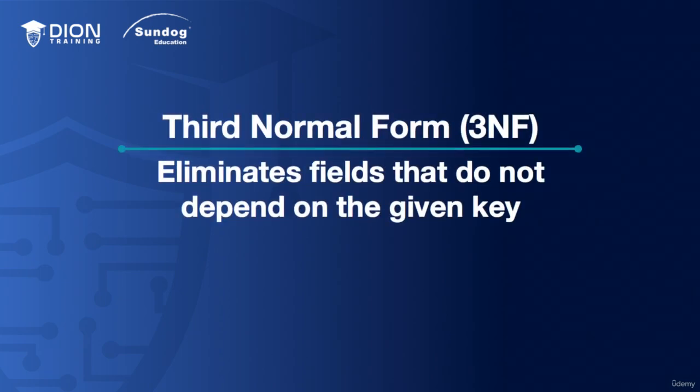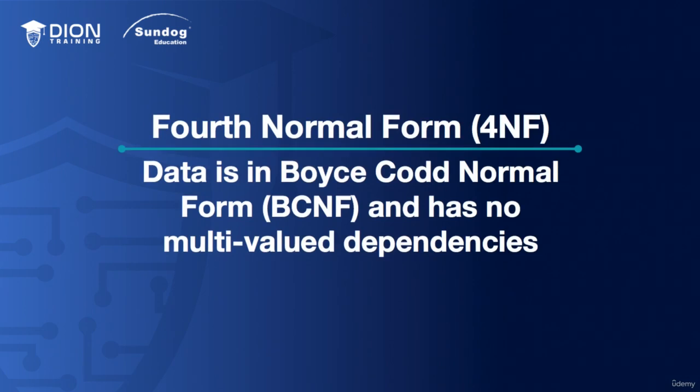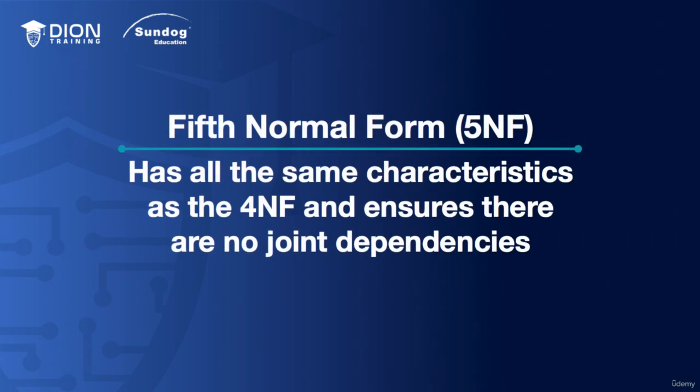The third normal form, or 3NF, is going to eliminate fields that do not depend on a given key. This way, you can eliminate some of that data and normalize it even further. The fourth normal form means that the data has to have a relationship that is in BCNF, or Boyce-Codd normal form, and has no multi-valued dependencies in them. Most of the time, you're not going to see data inside of 4NF in most of the databases you're going to be working with. The fifth normal form, or 5NF, has all of the same characteristics as the fourth normal form, and it ensures there are no joint dependencies inside of that database.